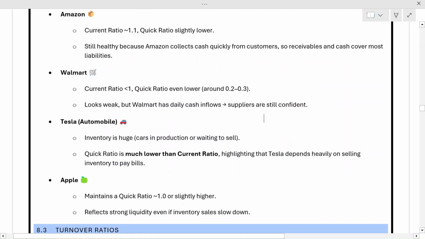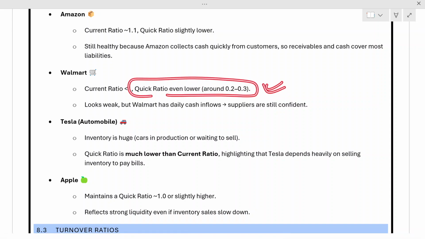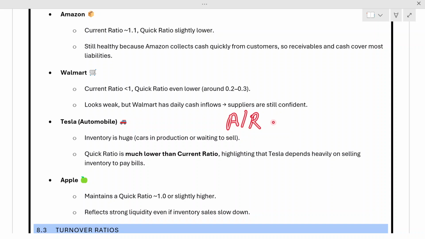But they are still very good. In Walmart's case, the current ratio is less than 1, and the quick ratio will be even lower. Why? This looks weak, but Walmart has a daily cash inflow. They don't have accounts receivable, they have inventory, but inventory comes and immediately goes, so there is no holding of much inventory, and there is a quick flow for them as well.